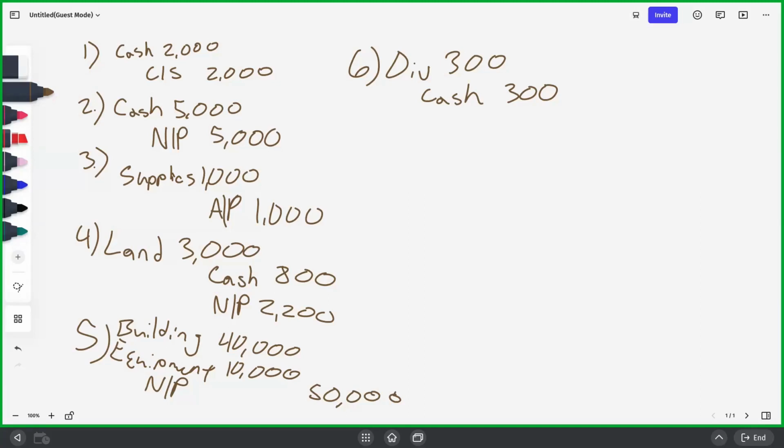And so with number 6, it's where we're saying, all right, we make some good money. I'm gonna take $300 out to give to a stockholder, or the owner takes it out. Either way, we took out a $300 dividend. And that means we no longer have that cash.